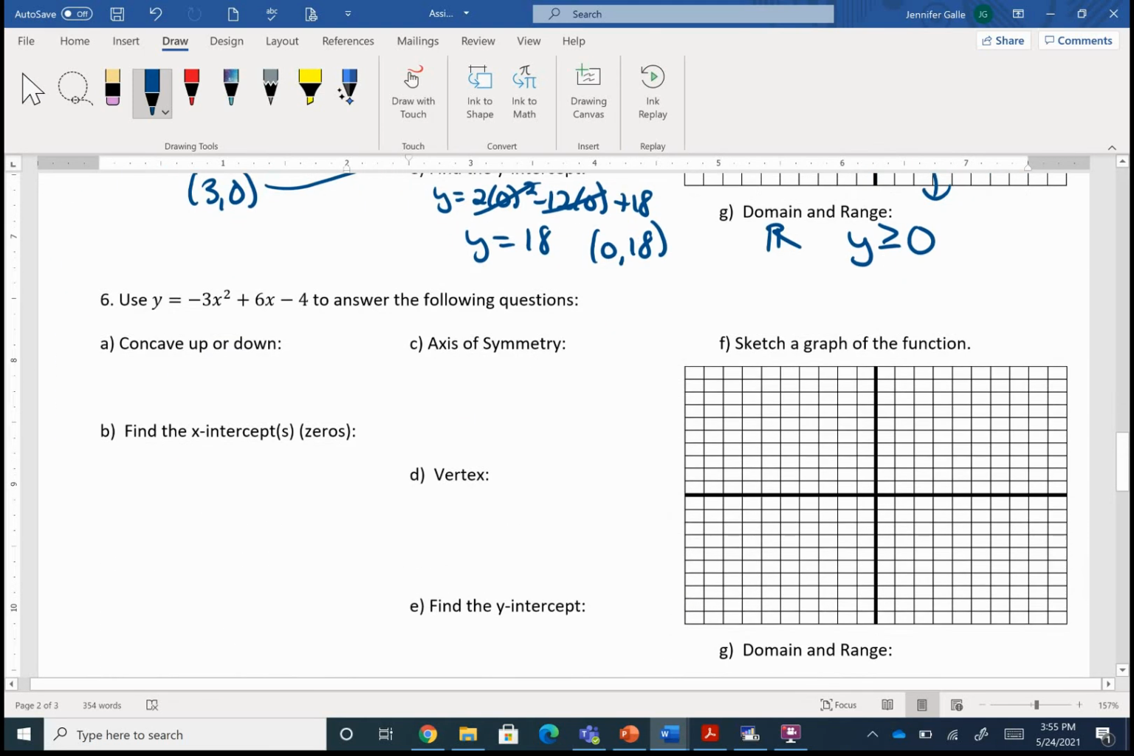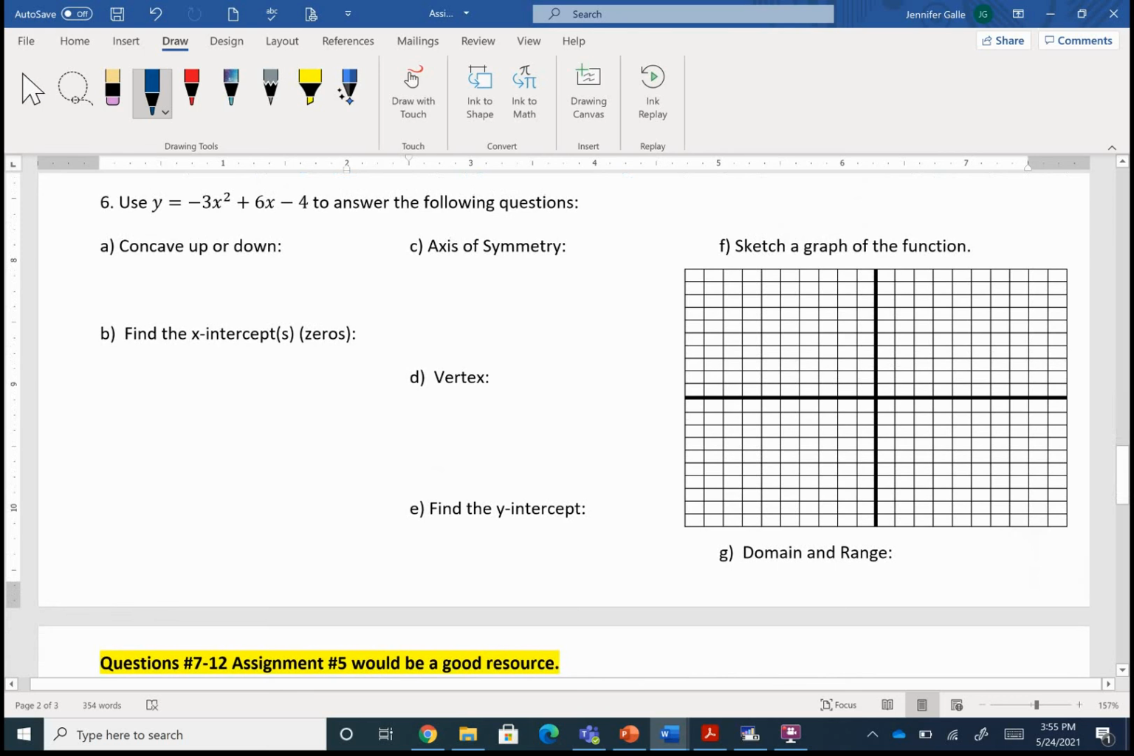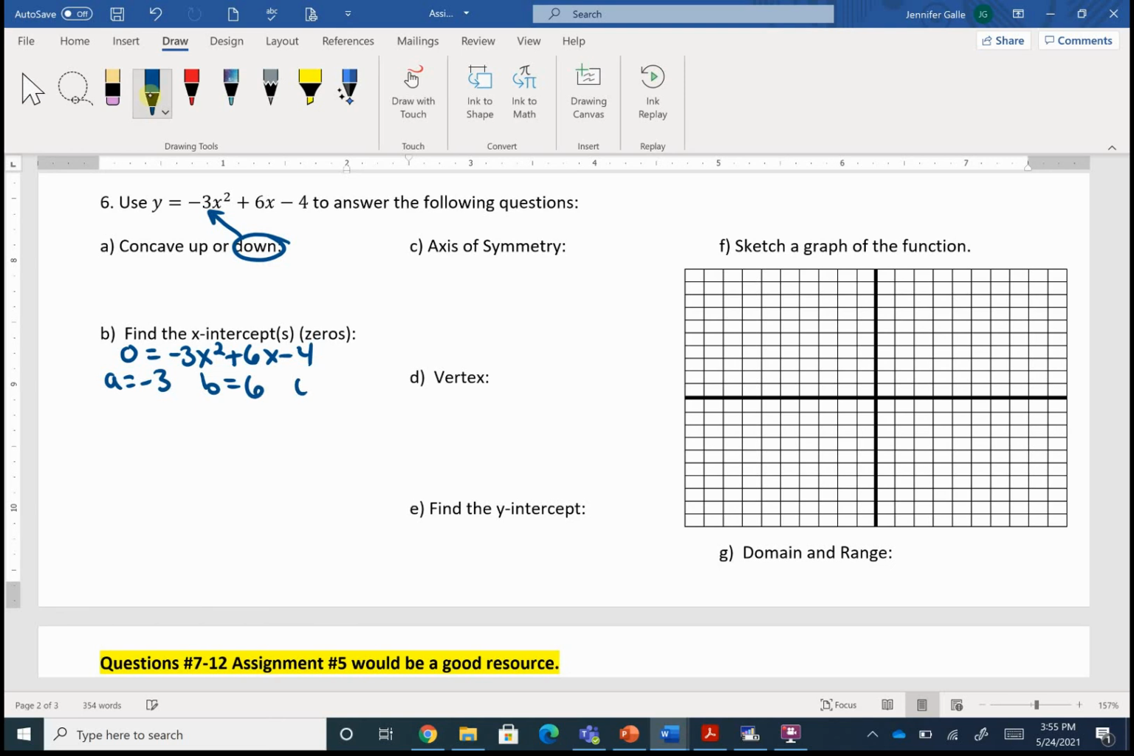All right, the last one for the quadratic formula, question number 6. This one's going to open down because we have a negative in front of our x squared. Put 0 in for my y. My a is -3. My b is 6. My c is -4. I like finding the discriminant first. B squared minus 4 times a times c. I always find that first, so I know how many solutions to expect. And it's also part of the formula, so it's not extra work.